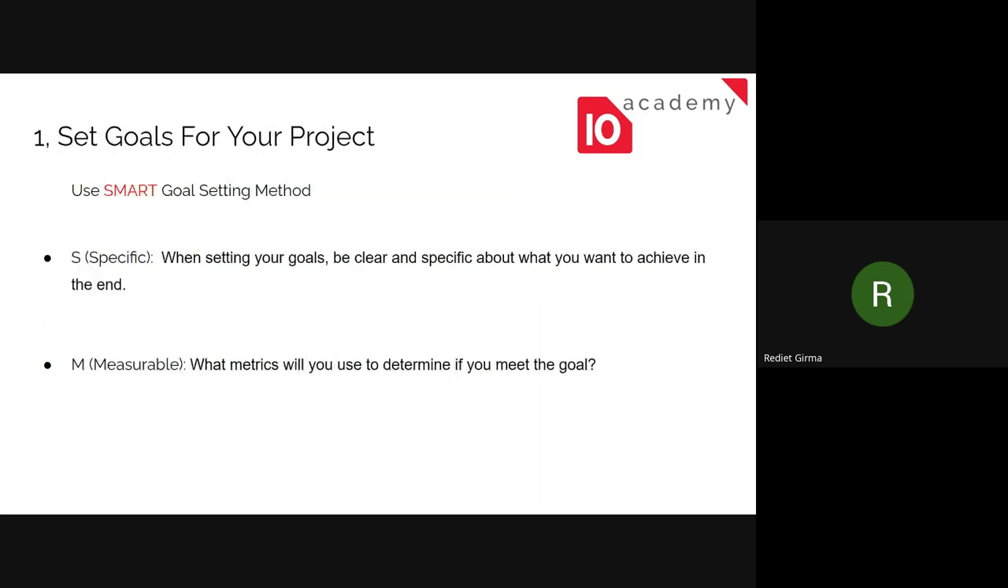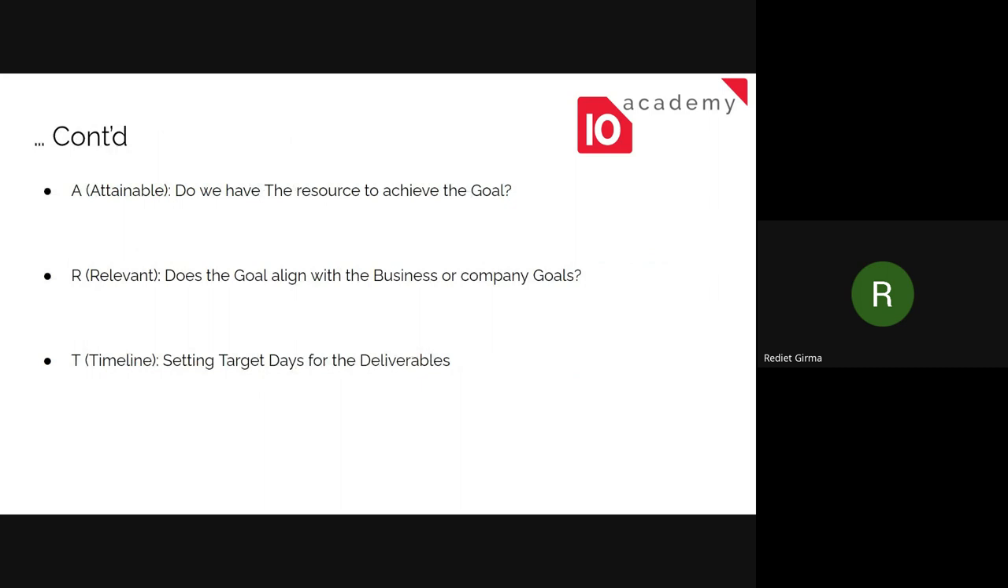Again, it's somehow related with the measurable part. So we need to put some timeline or target dates for deliverables. In order to achieve the whole goal or the final aim of the goal, what should we do at the beginning? So we might classify our goals in phases, maybe phase one of our project, phase two, phase three. This phase should be concluded by this timeline, and the second phase will come to an end by this timeline.